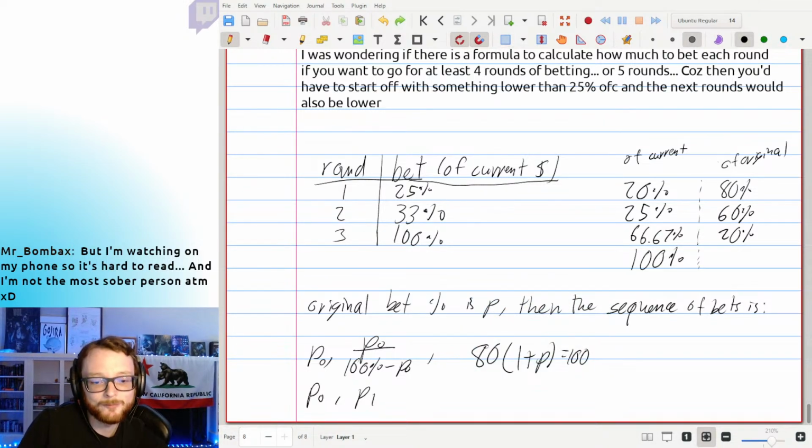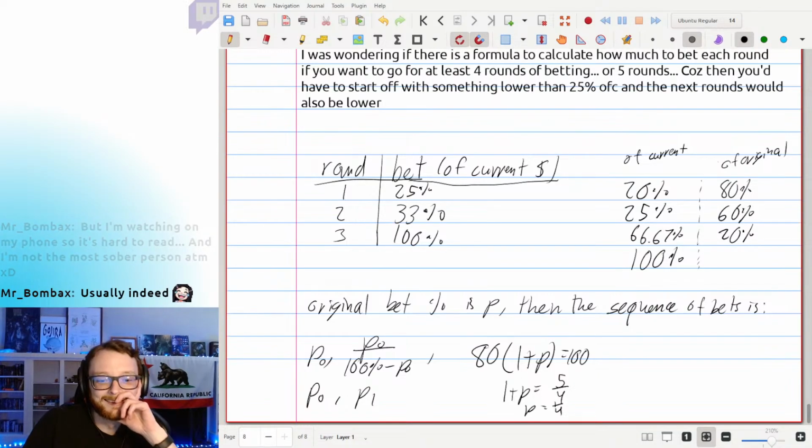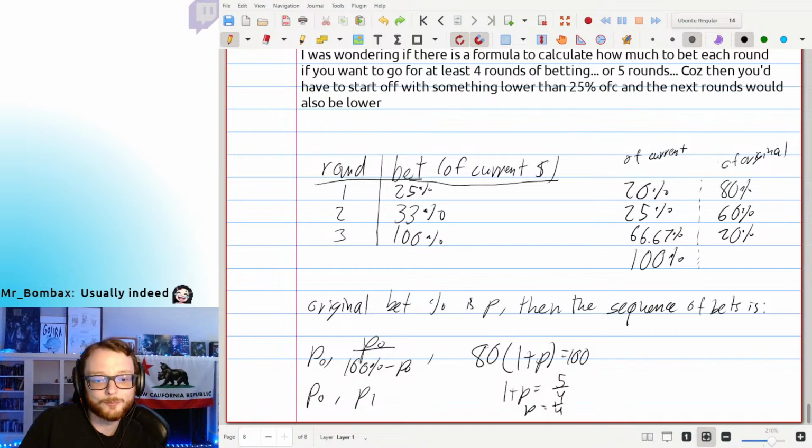That's the thing that we wanted to solve for P. P is 1/4. Okay. Indeed, yeah. Okay, and so this 80 came from 100 minus the previous bet. Okay, so it's going to be 100 minus P1 times 1 plus P2 is 100.